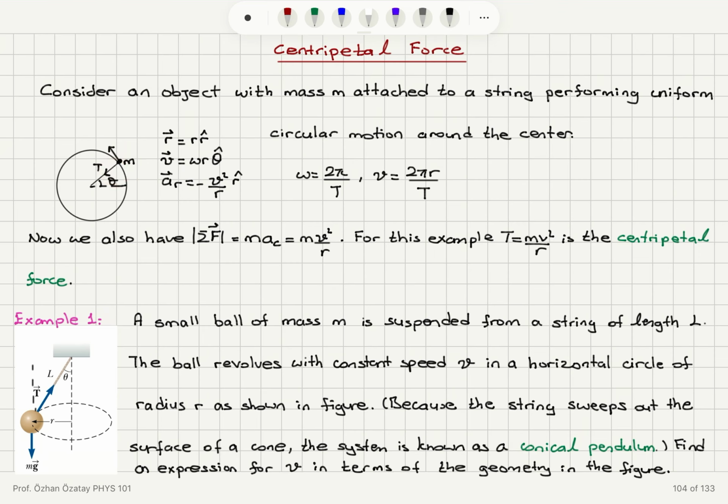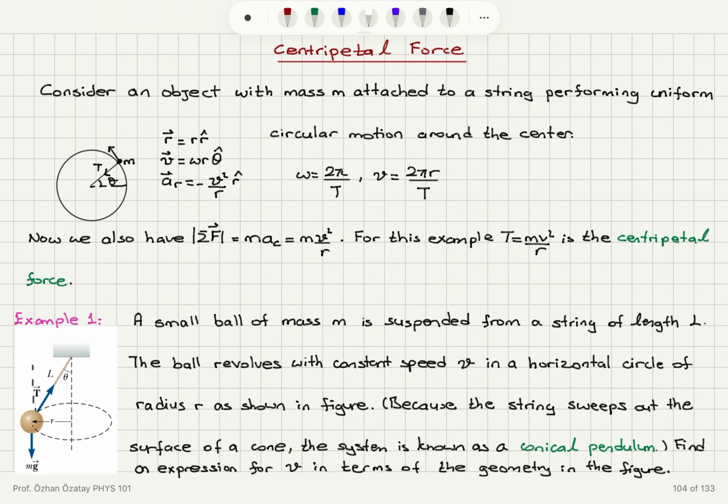Now, according to Newton's second law, if there is an acceleration, we must have a force that is responsible for this acceleration. So if we have an object with mass m attached to a string performing uniform circular motion around the center, this force, which is responsible for the centripetal acceleration, that is mass times the centripetal acceleration, or m v squared over r, in this case is tension, and it is the centripetal force.